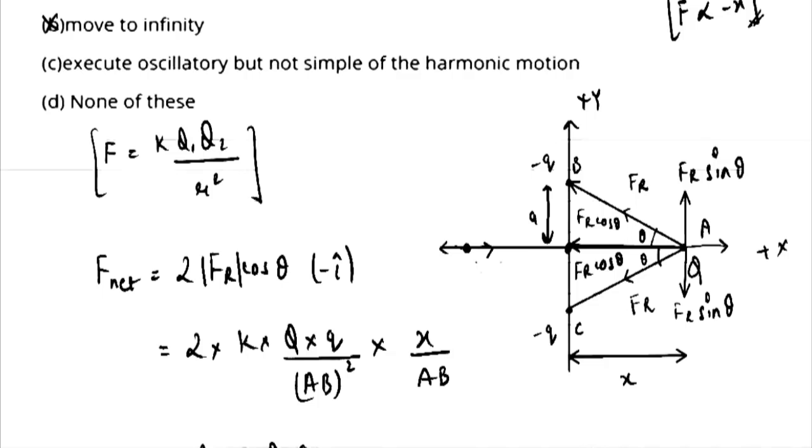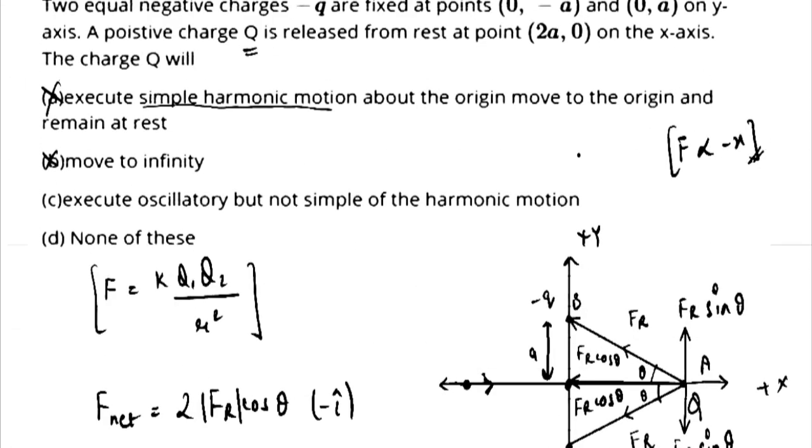After which the force acting will reverse in direction and the velocity of this charge becomes 0, such that this charge will move again in the opposite direction. So in this way it will be performing an oscillatory motion about the origin. So we can say that from the given options, option C would be the correct answer, because the charge q will perform an oscillatory motion but not SHM, and this will be about the origin. If I take the origin as O, about the origin it will perform an oscillatory motion.